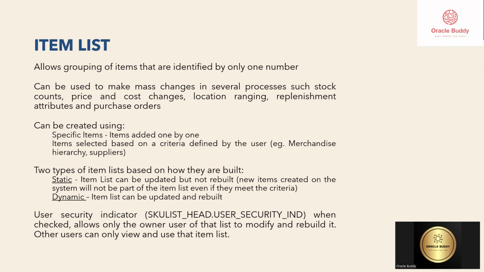Regarding the user security indicator in the item list head table: when checked, it allows only the owner of the list to modify and rebuild it. Other users can only view and use it. If it is set to N, then anyone can update this item list if they want to add, delete, or modify anything in it. Usually, if there is a chance that the list can be modified, we take a dynamic type of item list.